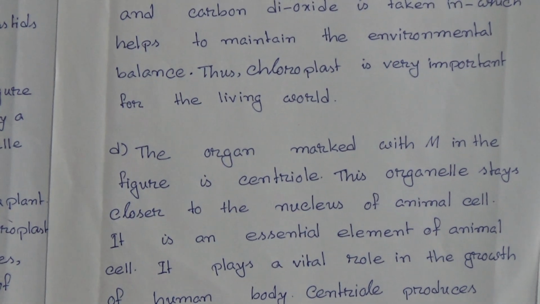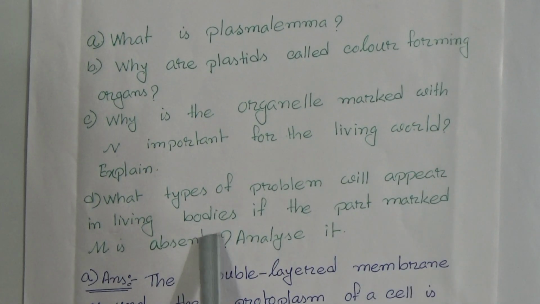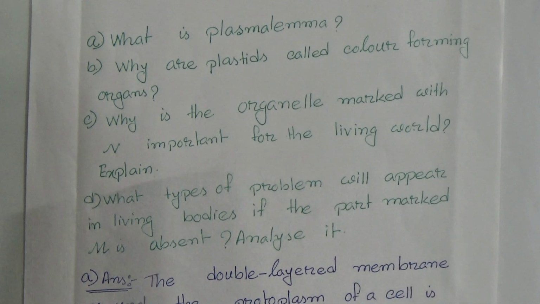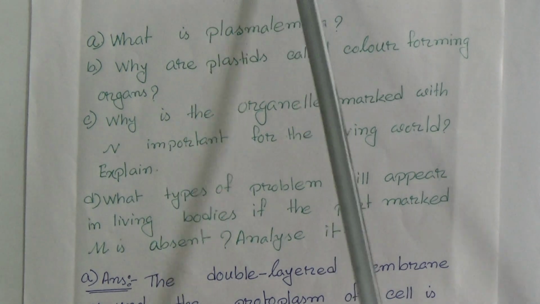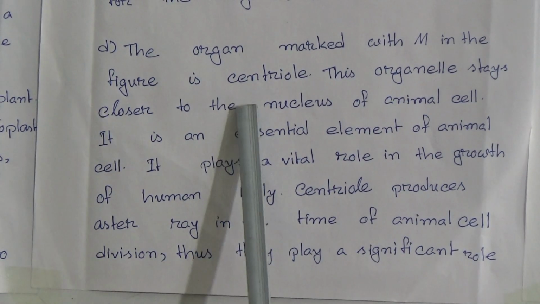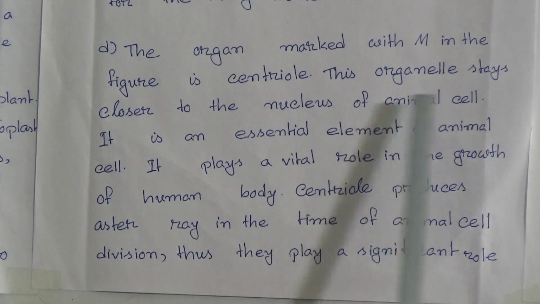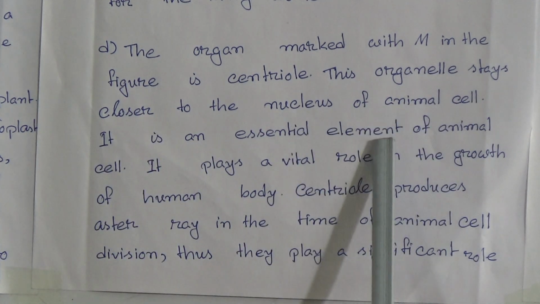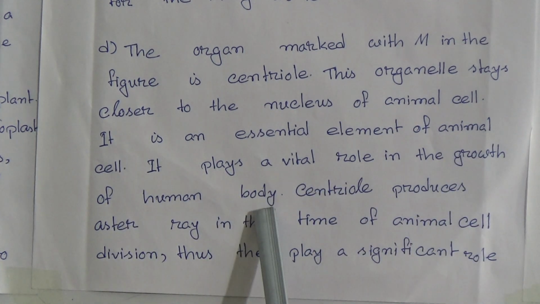Now, question number D, and here the question: what type of problem will appear in living bodies if the part marked M is absent? Analyze it. Here it is, the M marked organelle. Now we discuss the question. The organelle marked with M in the figure is centriole. This organelle stays closer to the nucleus of an animal cell. It is an essential element of the animal cell. It plays a vital role in the growth of the human body.